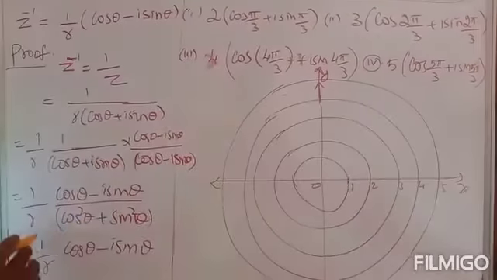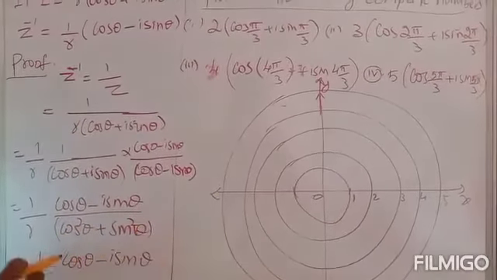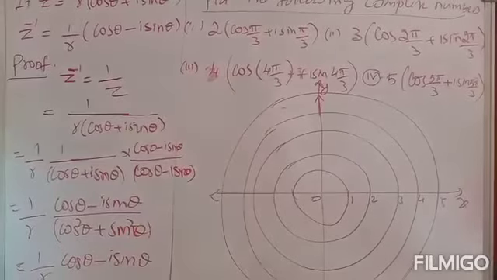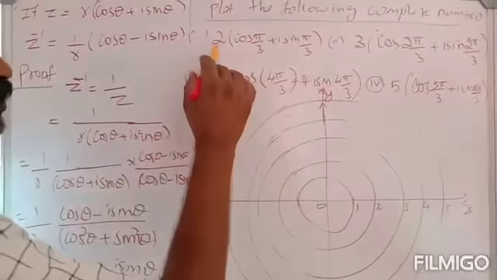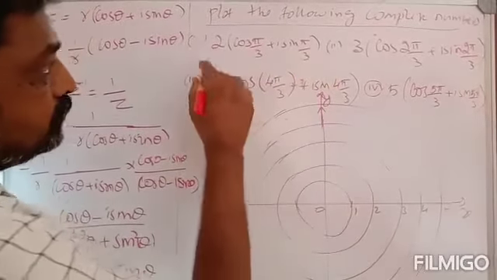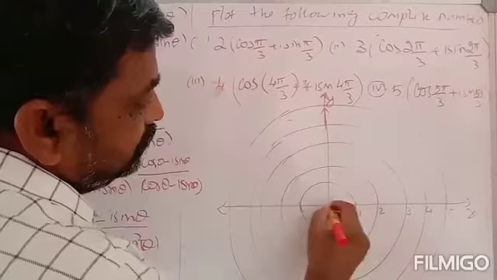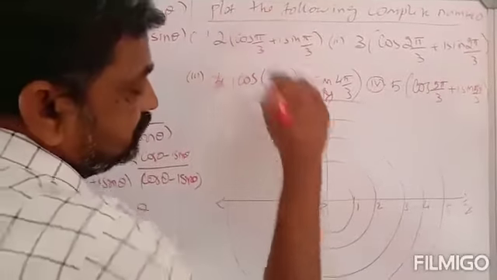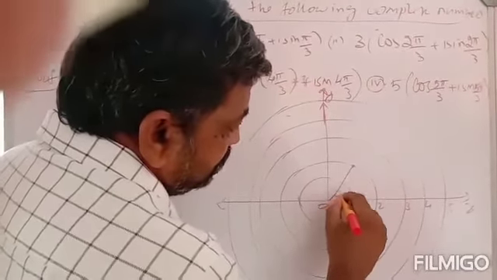Next, arg of z power n equals arg of z into z into up to n times. And z power n we can write as z into z into z up to n times. So that is equal to arg z plus arg z plus arg z up to n times, so n into arg z. That's all.